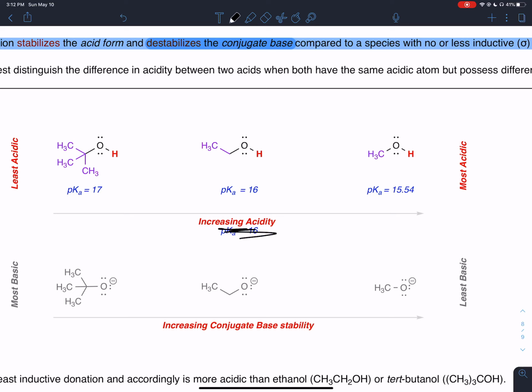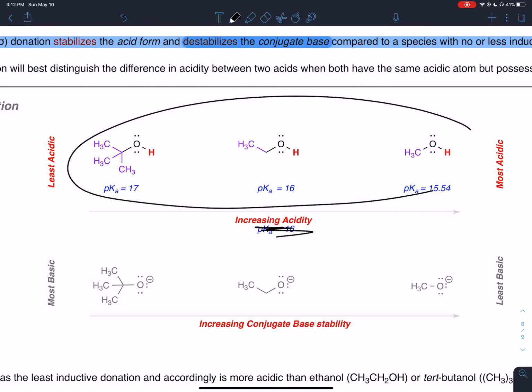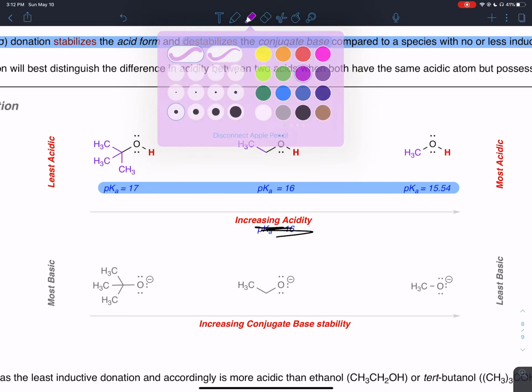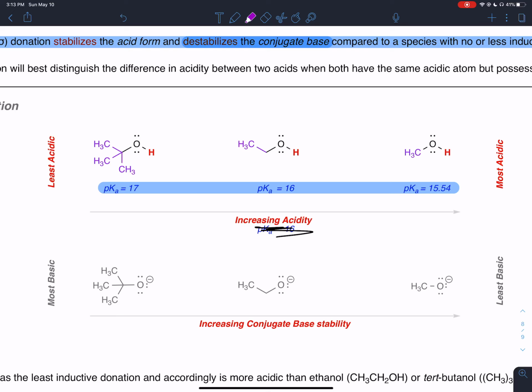What you're looking at here is an example between three alcohols. We have methanol, we have ethanol, and we have tert-butanol. And notice their difference in pKa value. It's not a huge substantial difference, but there is a difference in pKa values. Okay? And the difference is due to inductive donation. It is the case that alkyl groups, specifically carbon-hydrogen groups that are sp3, will be inductively donating.